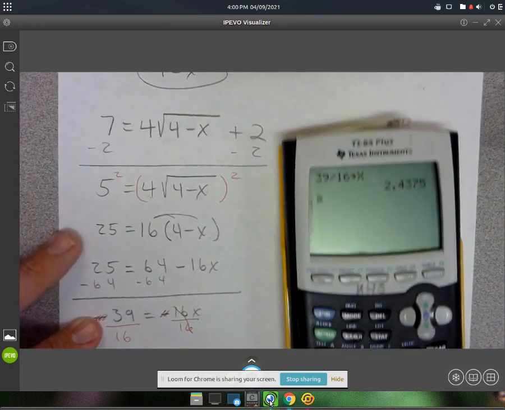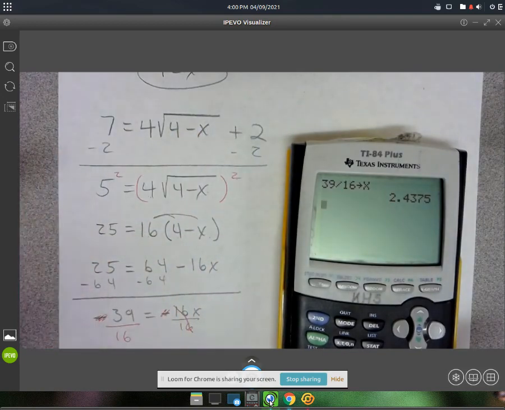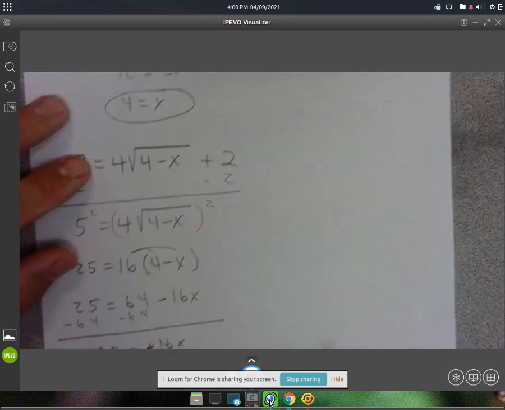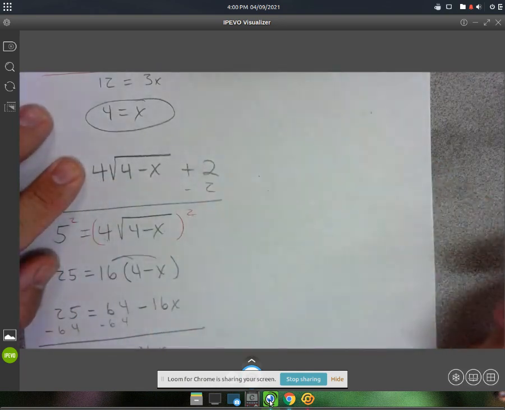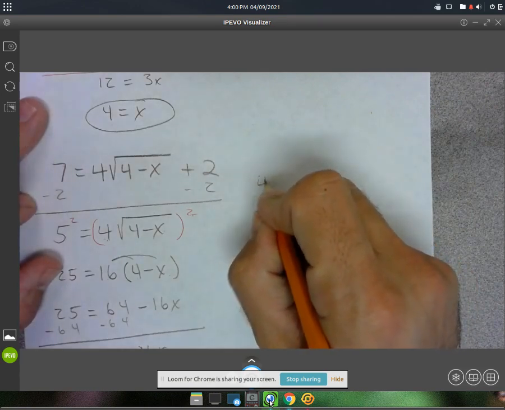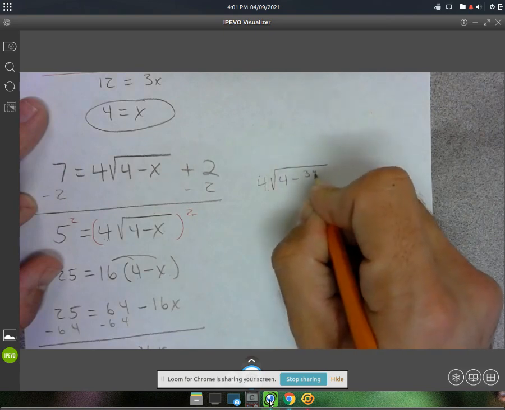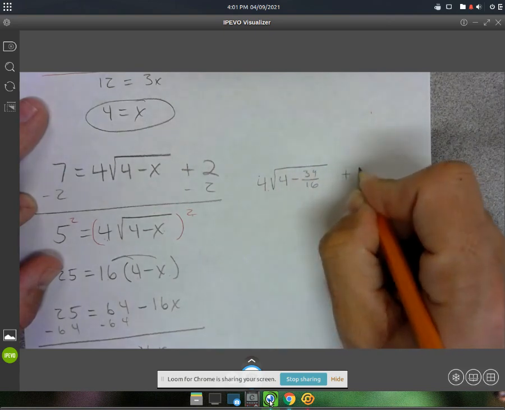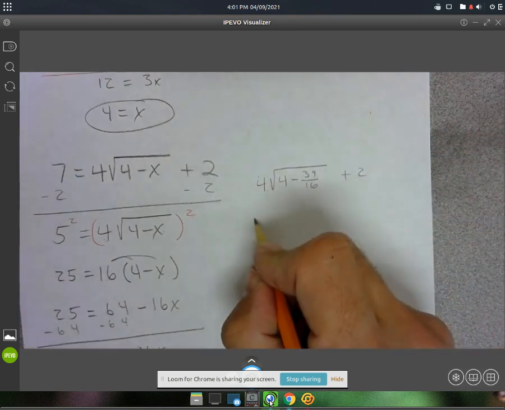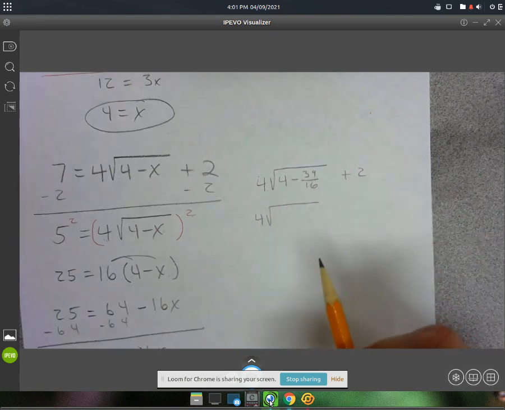Store to x, and then you could just type in the right side and see if that equals the left side. I'll go ahead and work it out by hand just because. All right, so I'm going to do the right side, and hopefully I get equals 7. So 4 root 4 minus 39 over 16 plus 2. Okay, so 4 root 4 minus 39 over 16.